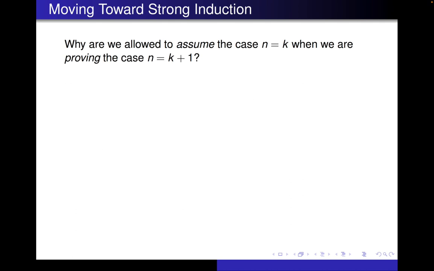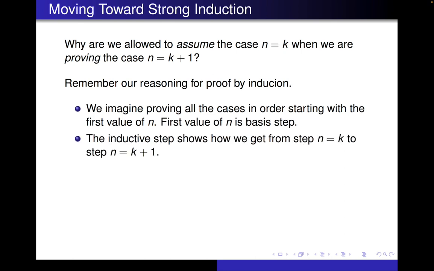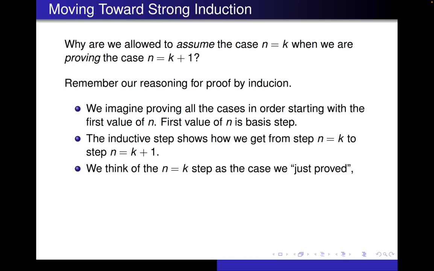Now I want to take a step back and think about why we're allowed to assume the case n equals k when we are proving the case n equals k plus 1. Well, we've got to remember the reasoning we used behind induction in the first place. Our reasoning was that we imagine proving all the cases in order, starting with the first value of n, our base case. And that's our basis step, right? So then our inductive step is how we get from each step that we just did to the next step, n equals k plus 1.